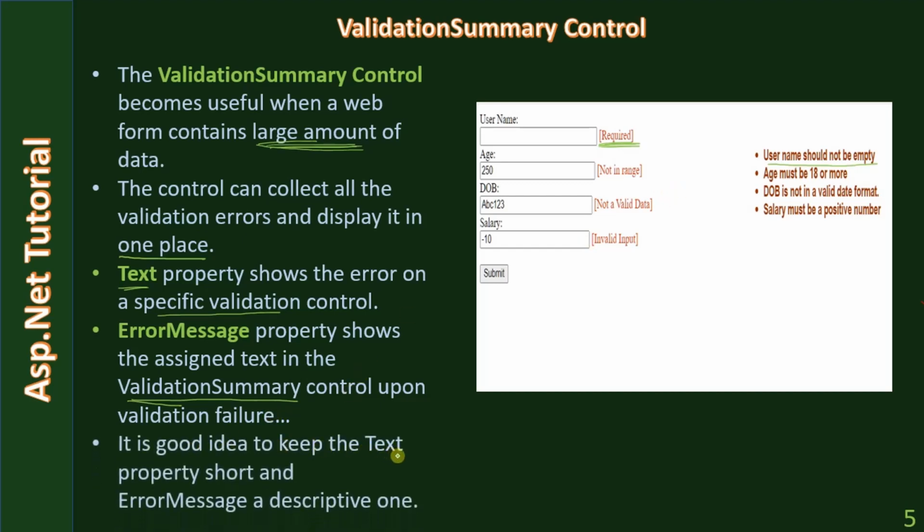It is a good idea to keep the text property short, and you can see invalid input for salary. Error message should be a descriptive one, and the relevant error message, if you see, is salary must be a positive number. So here the text message is short, and the error message property will be descriptive, and it will get displayed in the validation summary control.